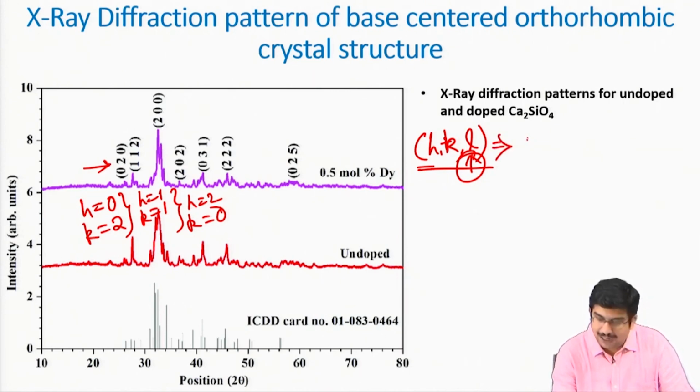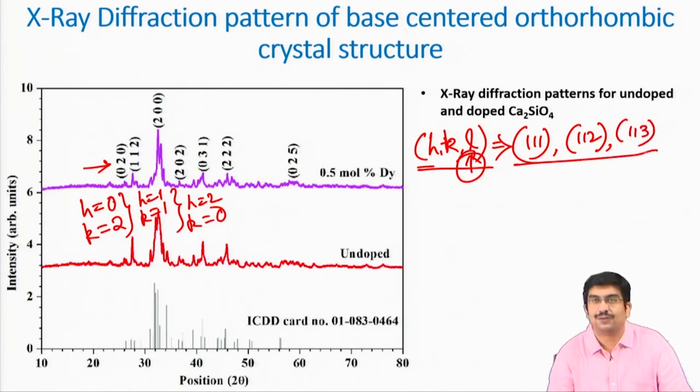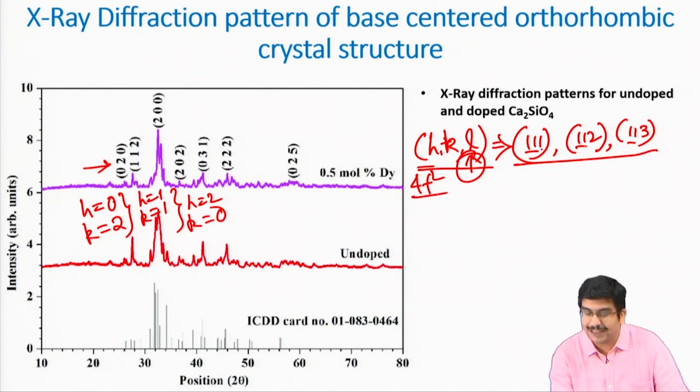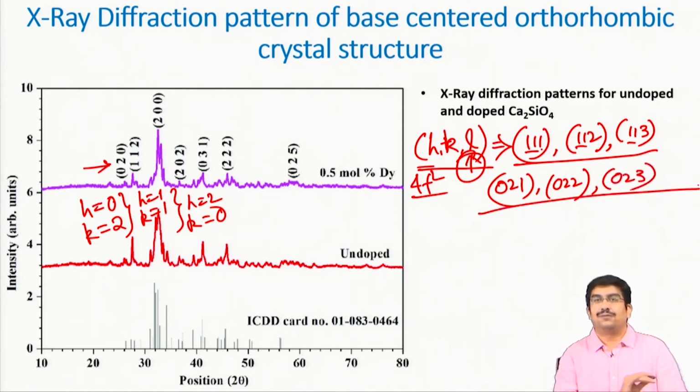For example, if we have something like 111, 112, or 113, all of them will have the same intensity because H and K are the same. All of them will have an intensity of 4f squared. The L value does not make any difference because the H and K values are what matter here. Similarly, we can imagine 021, 022 or 023, all of these planes will have diffraction with the same intensity as per the structure factor.